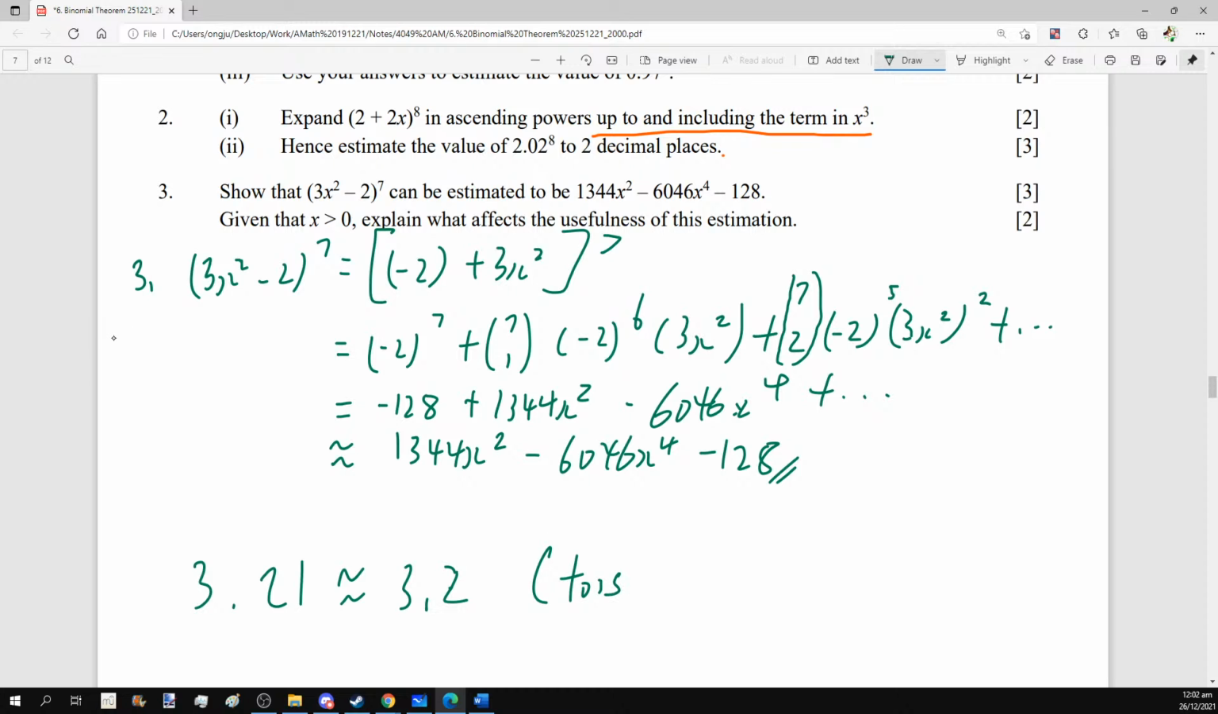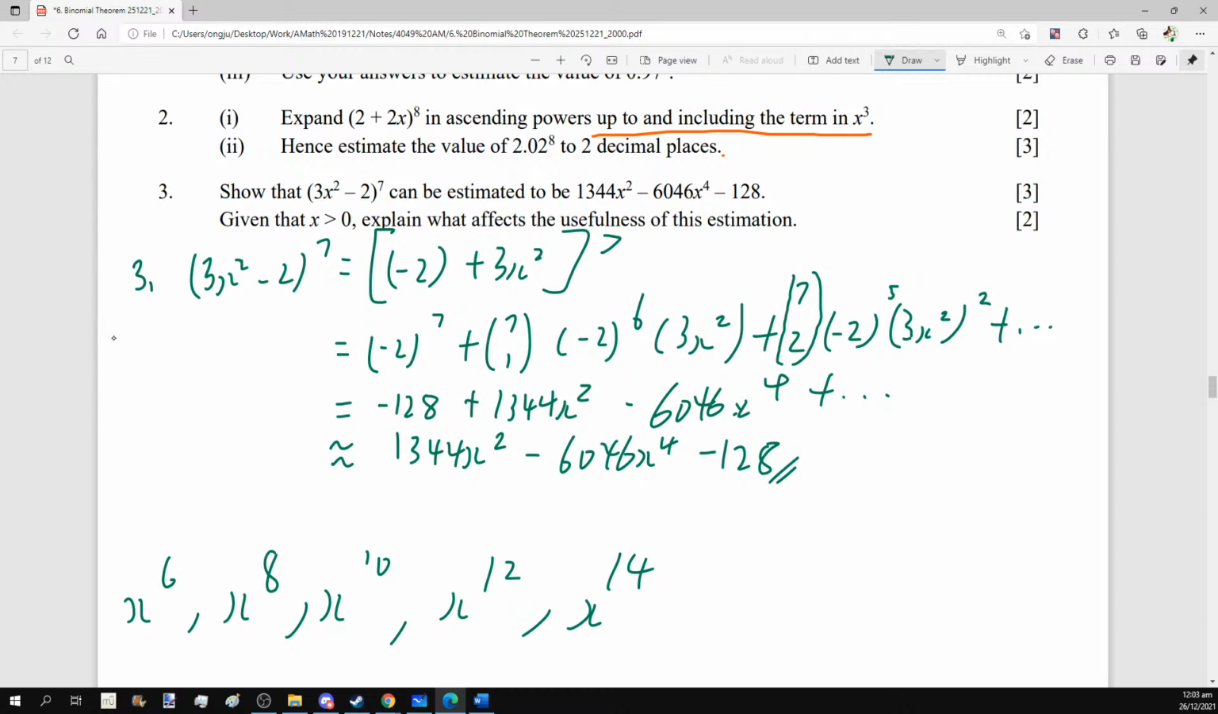The person we toss aside will always be someone who is irrelevant. So for example, 3.21 estimate to 3.2, we will toss aside 0.01. We will say he is irrelevant. Why? Because he is small. He's not big enough compared to the overall final answer. So ask yourself, who did we throw away here? We have x power 0, we have x power 2, we have x power 4. That means we must have thrown away x power 6, 8, 10, 12, 14. We threw away all these x's that had big powers.